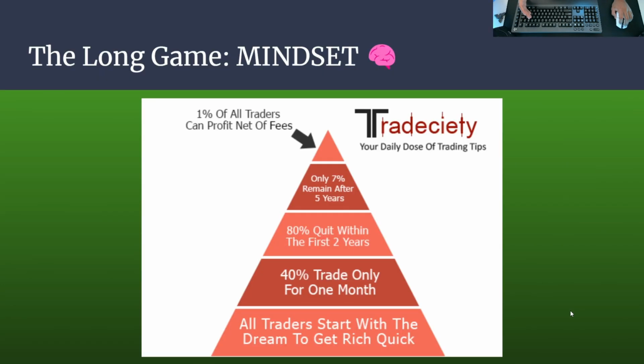And lastly is the long game, which is the mindset that you're bringing into the trading. You have to realize that everyone's going to always start with that get rich quick scheme, that they think that trading, like futures trading, is going to make them rich overnight. But you have to realize that there's a very few amount of people that really last in this industry. And it's really about your mindset, because at the end of the day, trading is psychological.